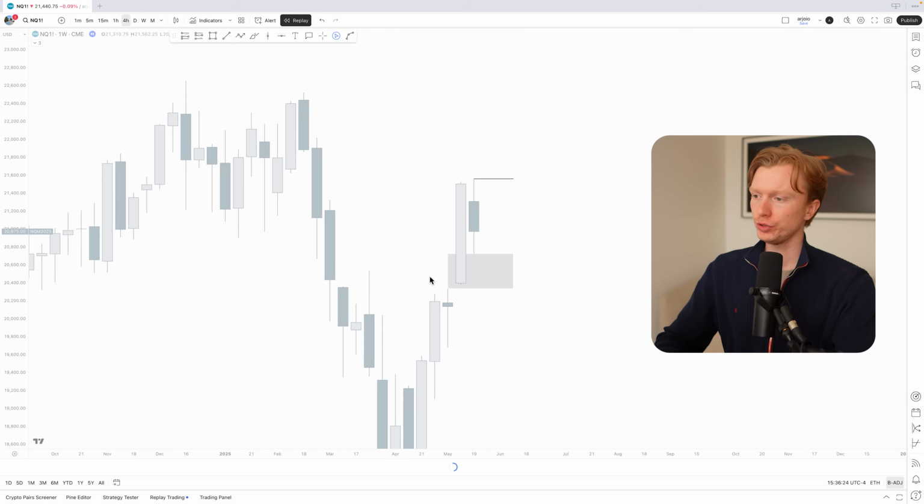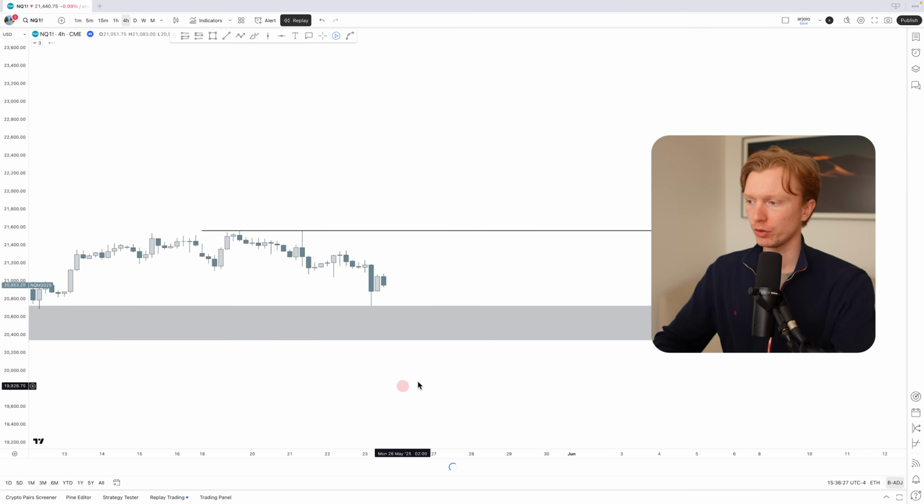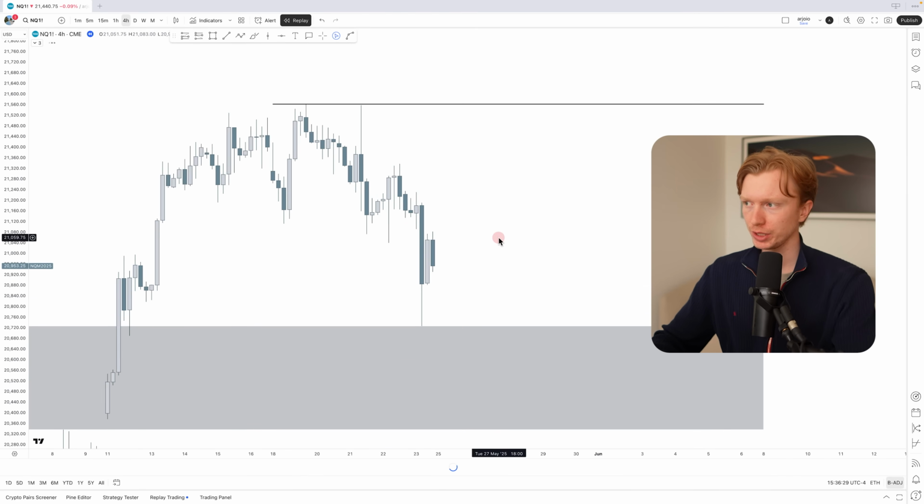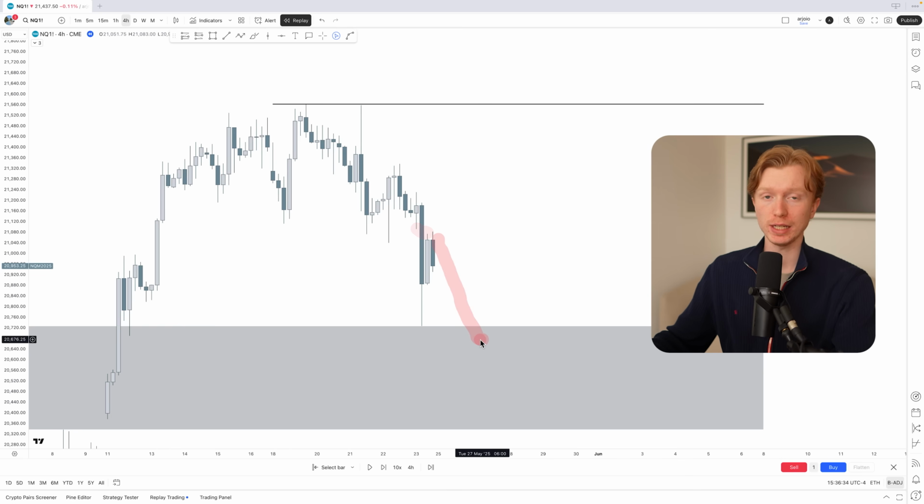But if we now go into the lower time frame a little bit, so into the 4 hour right here, then we do, for example, see a bearish fair value gap right there that we might want to continue lower from towards the weekly fair value gap right there.